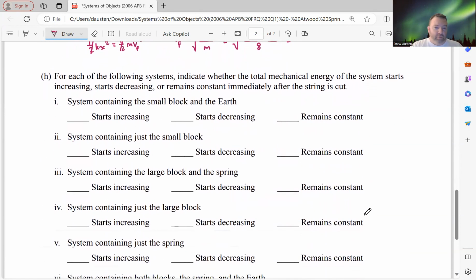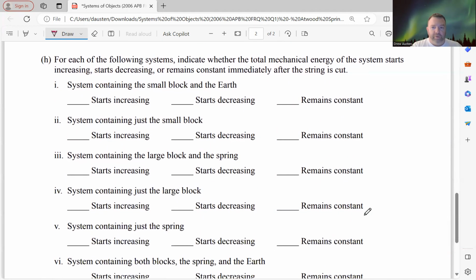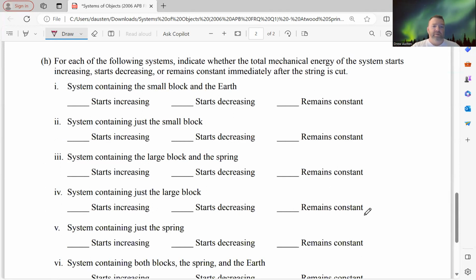So all this stuff so far has just been a review of some old stuff, some new stuff. But now let's focus on the stuff that we just learned, which is dealing with the different systems. For each of the following systems, we want to indicate whether the total mechanical energy of the system starts increasing, starts decreasing, or remains constant immediately after the string is cut.